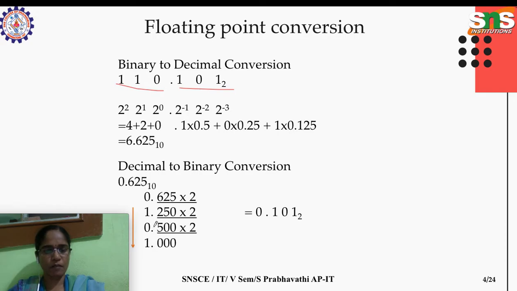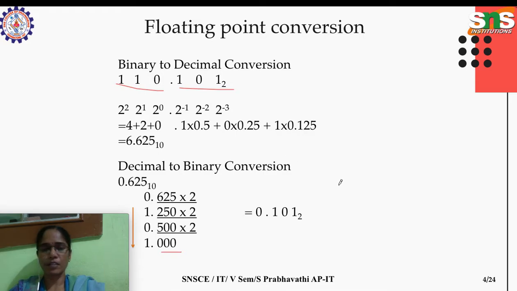Whatever we get before the decimal point, we write it down, and we continue until we reach all zeros after the decimal point. Then you have to write it from top to bottom. So 0.101 is the equivalent binary representation for the decimal number 0.625.